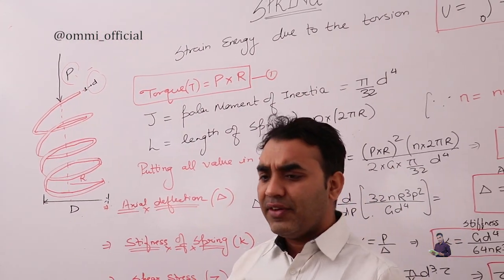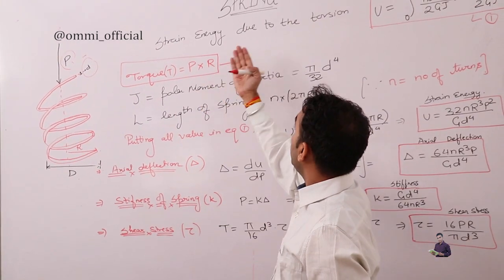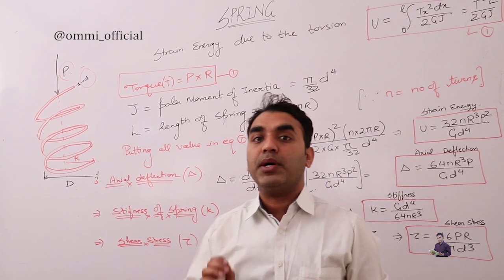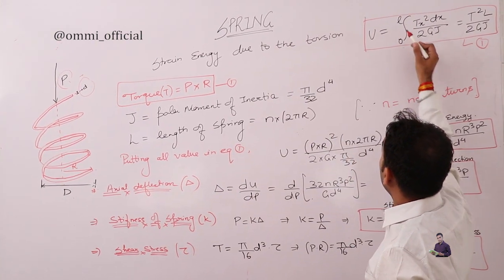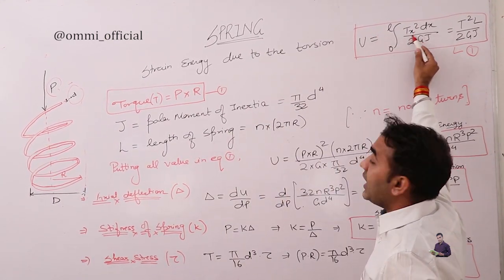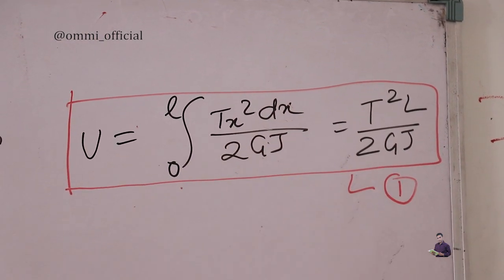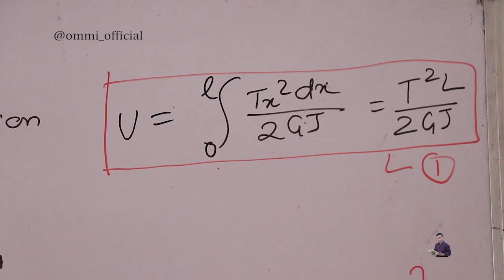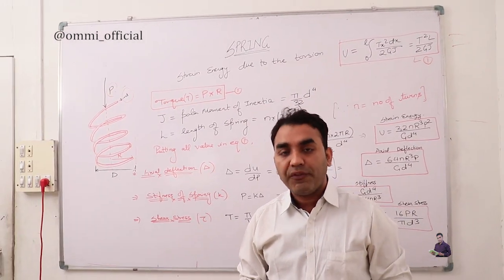The strain energy is the energy which is stored within the body, like a spring. So strain energy due to torsion, because the spring is subjected to both torsion and bending. Torsion is equal to the integral from 0 to L, where L is the total length, of T x square dx upon GJ. Tx is your torque, dx is a small distance, G is the modulus of rigidity, and J is your polar moment of inertia.